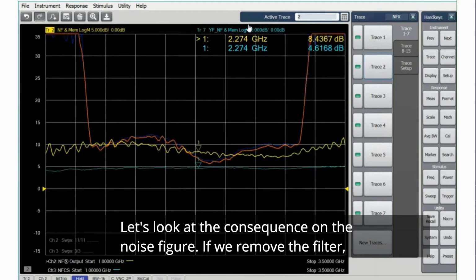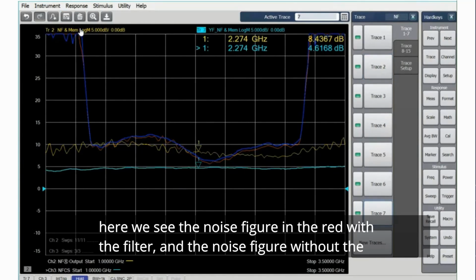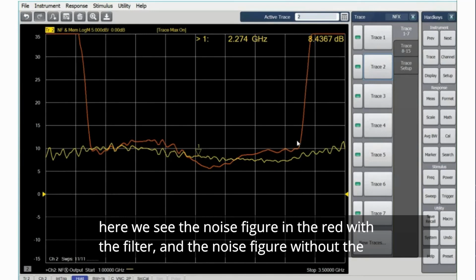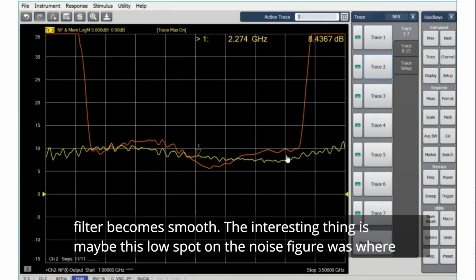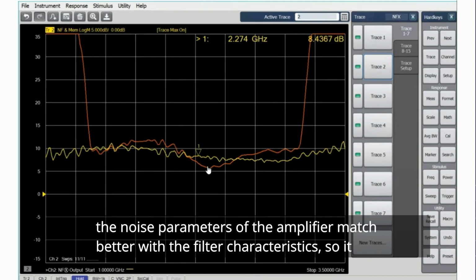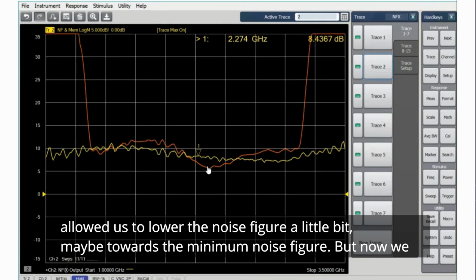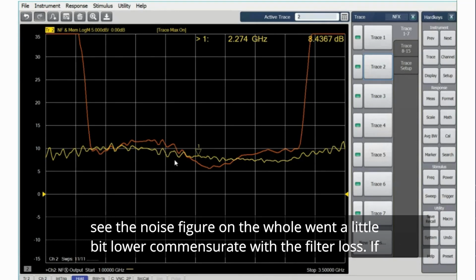Let's look at the consequence on the noise figure. If we remove the filter, here we see the noise figure in red with the filter, and the noise figure without the filter becomes smooth. The interesting thing is maybe this low spot on the noise figure was where the noise parameters of the amplifier matched better with the filter characteristics, so it allowed us to lower the noise figure a little bit, maybe towards the minimum noise figure. But now we see the noise figure on the whole went a little bit lower, commensurate with the filter loss.